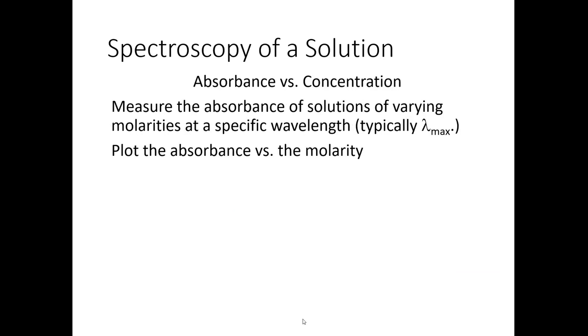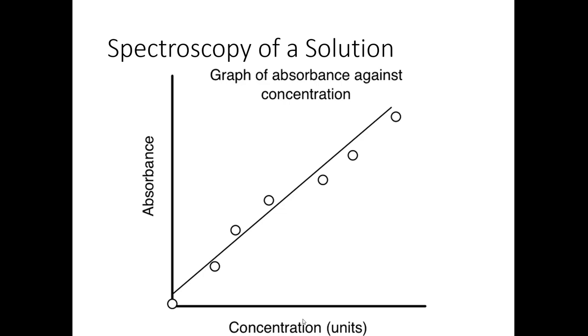Now, the other thing we can measure is the absorbance of solutions of varying molarities at a specific wavelength. And for that, we typically use the lambda max. And then we will plot the absorbance versus the molarity. When we do that for typical solutions, it is interesting that we'll find that the data points fall almost along a straight line.